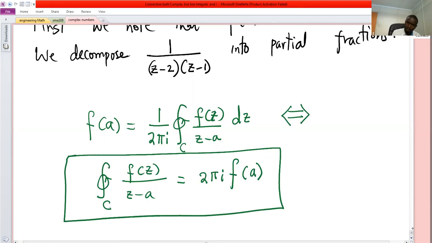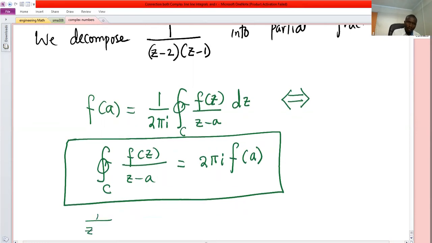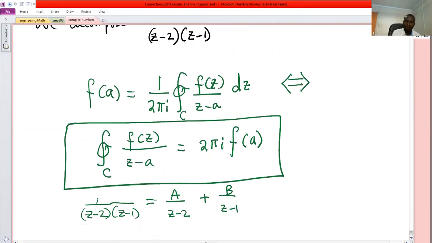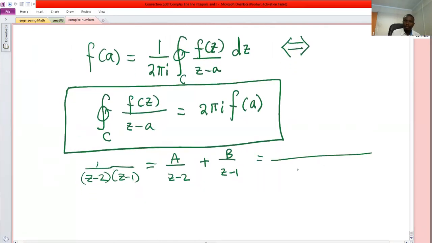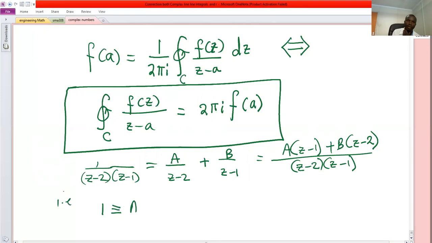So 1 over z minus 2, z minus 1, we let it be A over z minus 2 plus B over z minus 1. So the LCM is z minus 2, z minus 1. So we'll have A into z minus 1 plus B into z minus 2. This is just a process of finding partial fractions. So it tells us that 1 must be equivalent to A into z minus 1 plus B into z minus 2.